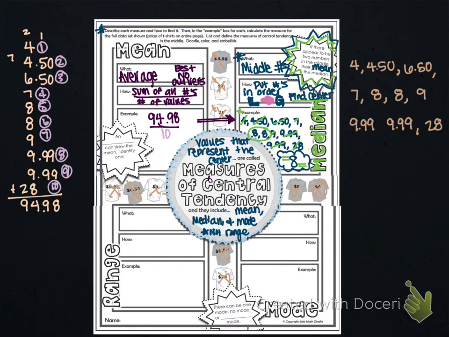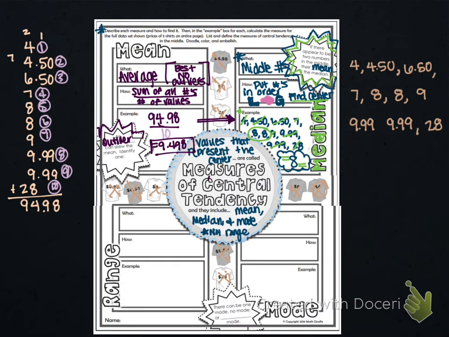And this equals 9.498. That is your average or your mean. And outliers, so now I'm right here. An outlier can skew the mean. So that's why it says it's best if there are no outliers to use the mean.